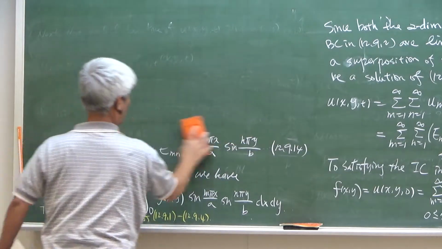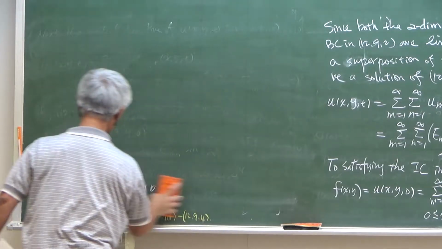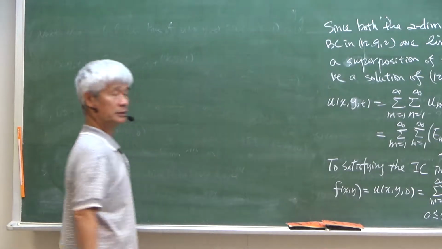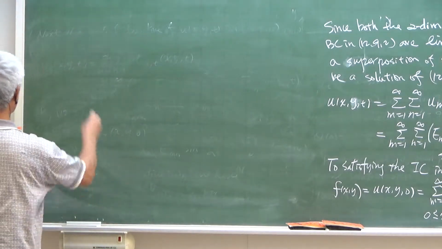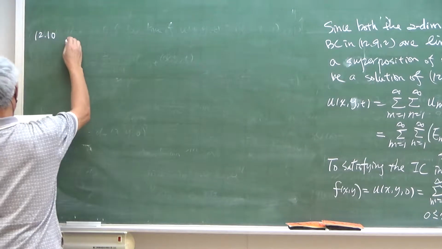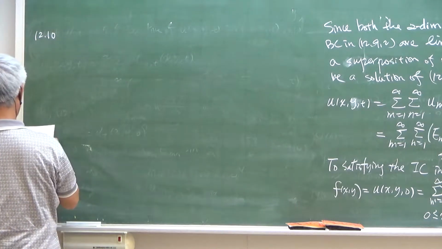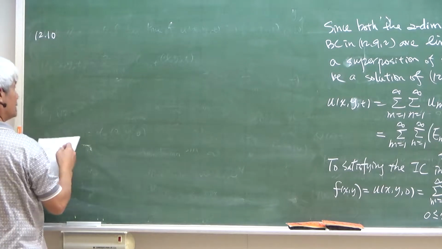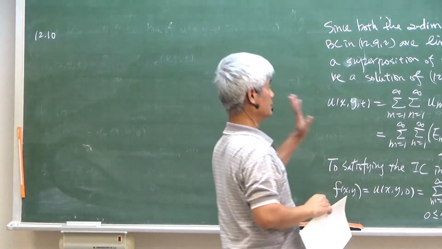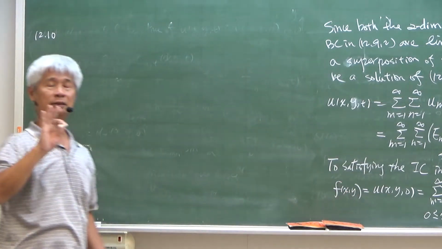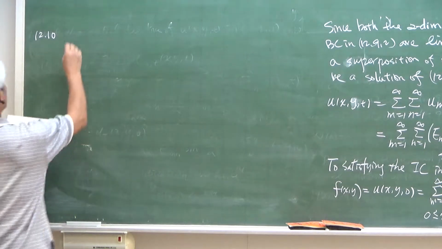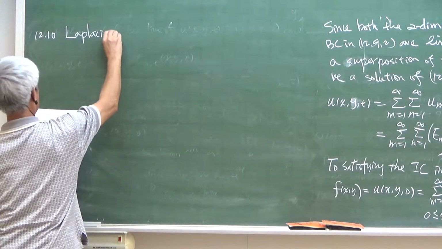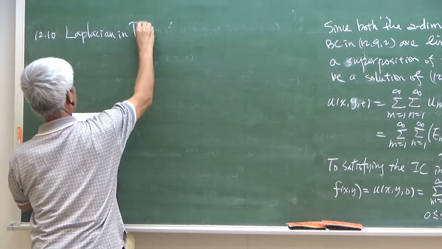Now, with the circular membrane, how do we proceed with our solution? We should get some more experience. And the key is on the Laplacian part. So the idea is we will look at the Laplacian in polar coordinates.